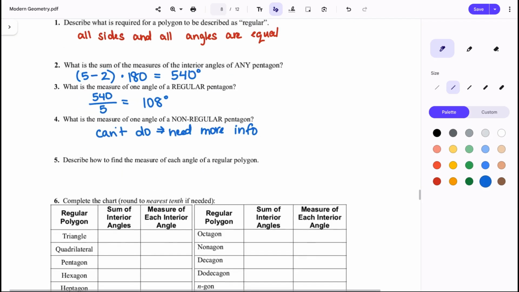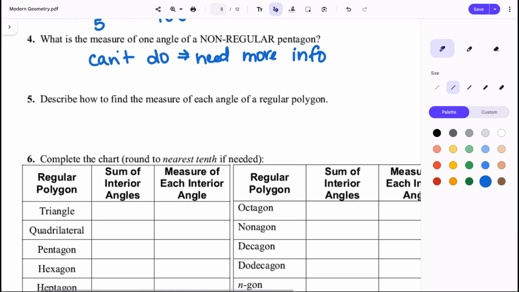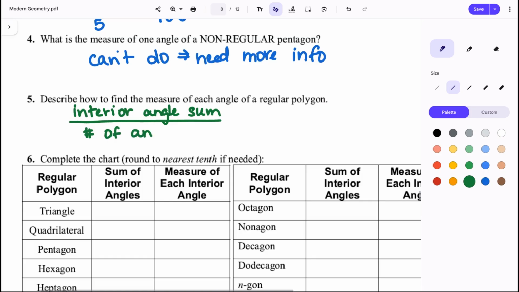Okay. They're asking then for number 5, describe how to find the measure of each angle of a regular polygon. So any regular polygon, you would take the sum of your angles, so your interior angle sum. So that'd be all those numbers on that last column of that chart from up above, that 180, 360, 540, 720, 900, all those numbers. Those are your interior sums. We would divide that by the number of sides or angles. The angles and sides should be the same on a regular polygon. So it doesn't really matter if you're thinking about sides or angles because it should be the same number.